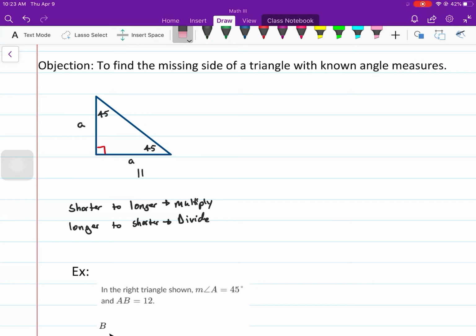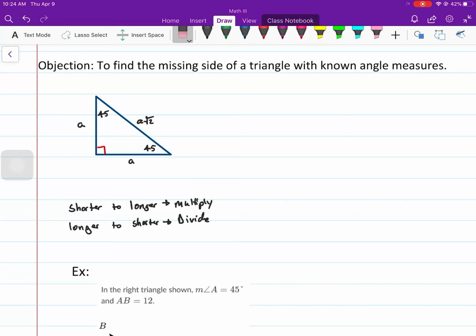So here, if I tell you this side's 11, that means this side's 11. I forgot, I don't know why I erased that formula. Then our hypotenuse is just going to be 11 times, because we're going to a longer side here, 11 times the square root of 2. So with the 45, 45, 90, we're bouncing back and forth between multiplying and dividing by the square root of 2. How would I go backwards?